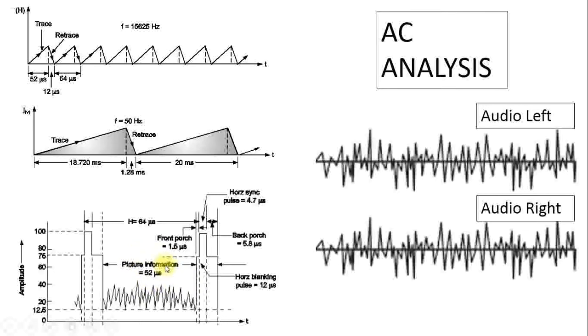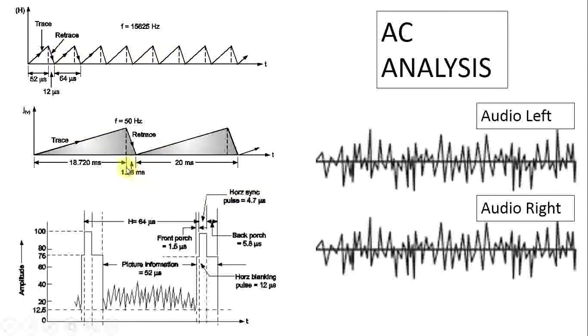So 52 microsecond of video and 12 microsecond of horizontal blanking pulse, if you add them, you will see 64 microsecond. So 1 upon 64 microsecond is nothing but 15625 hertz. The colorplex composite video signal I have already explained many times in our laboratory. Now the H oscillator: the H oscillator output is 15625 hertz.